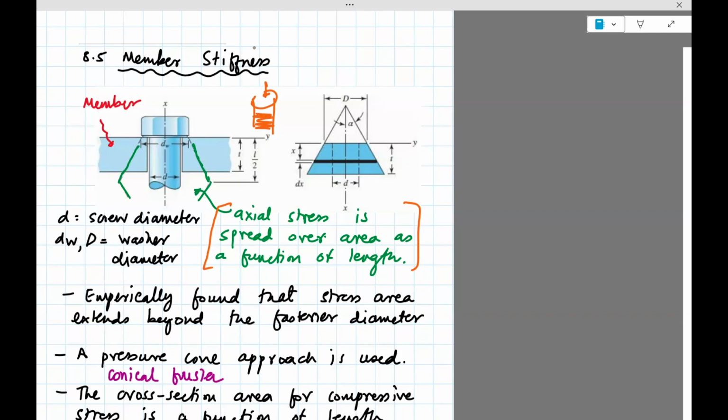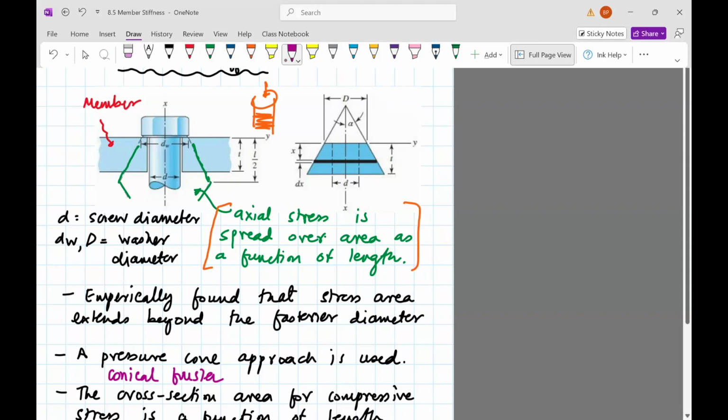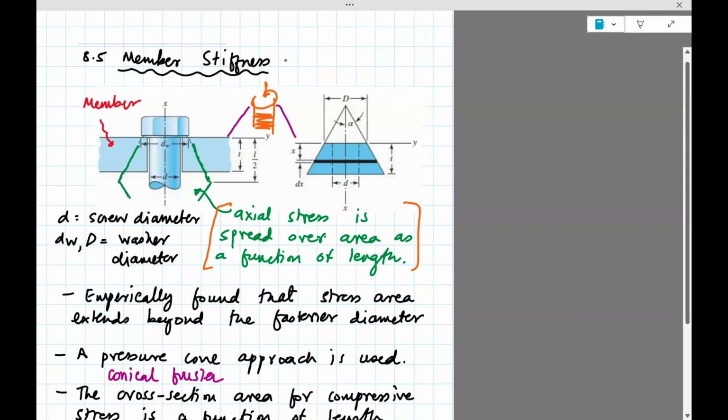But when you're doing the members, experiments have found that you need to approximate the area as a frusta, which has an increasing taper. Okay, that's just from experiment. I don't know if there's a theory for that. So it's an empirical finding. They probably measured the stresses as a function of distance and width, and they found that that is a good approximation.